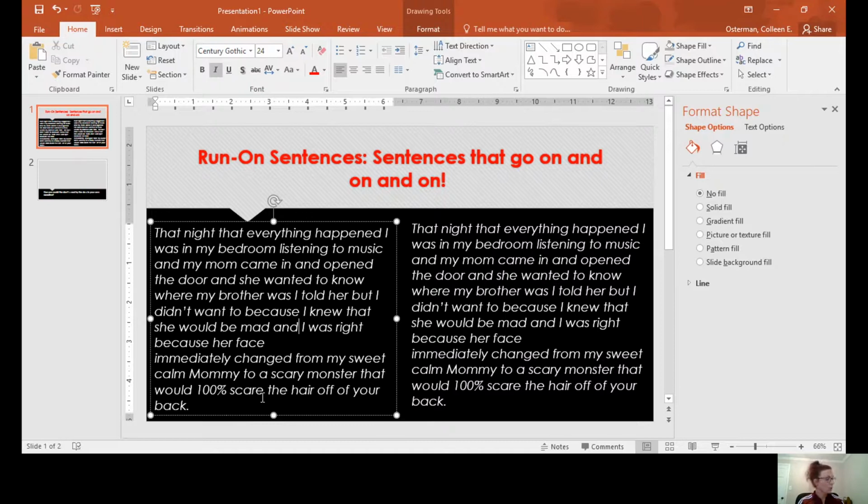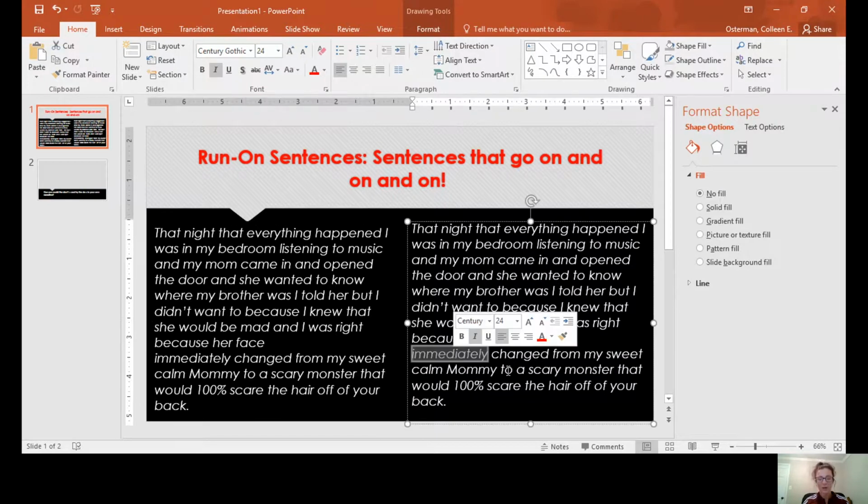So what we're going to do is we're going to read it again. This is the same sentence, but now we are going to take those 3 steps. The first step. That night that everything happened, I was in my bedroom listening to music, and my mom came in and opened the door, and she wanted to know where my brother. Okay, let's stop. That night that everything happened, I was in my bedroom listening to music, and my mom came in and opened the door.